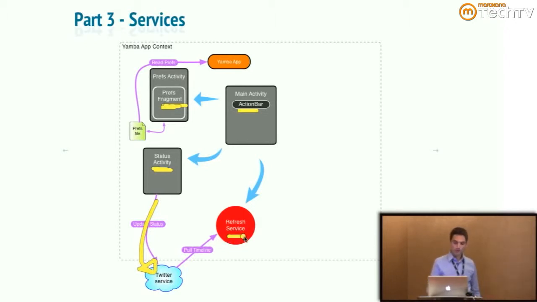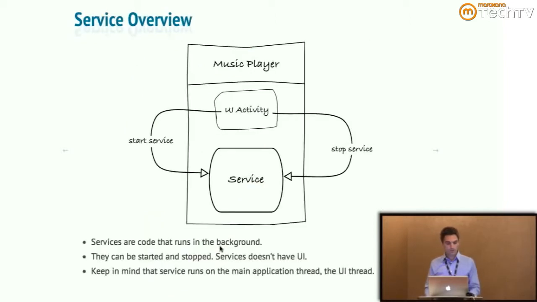So what we're going to use for that is a background service. So we're going to look at services now. This service's job is going to be to, in the background, occasionally go to the cloud, check if we have new tweets, and basically pull them down from the cloud. Right? It's pretty straightforward.